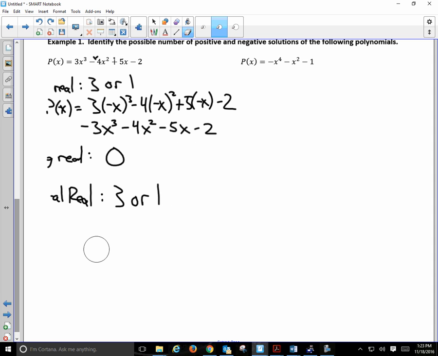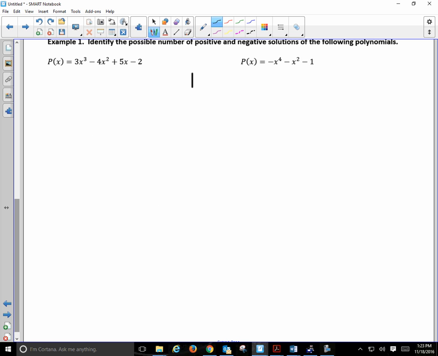Okay, let's try the next one. Number of positive reals equal to the number of sign changes in P of x. How many sign changes? There are none. 4 or 2 or 0. If it was the 6th power, it'd be 6 or 4 or 2 or 0.